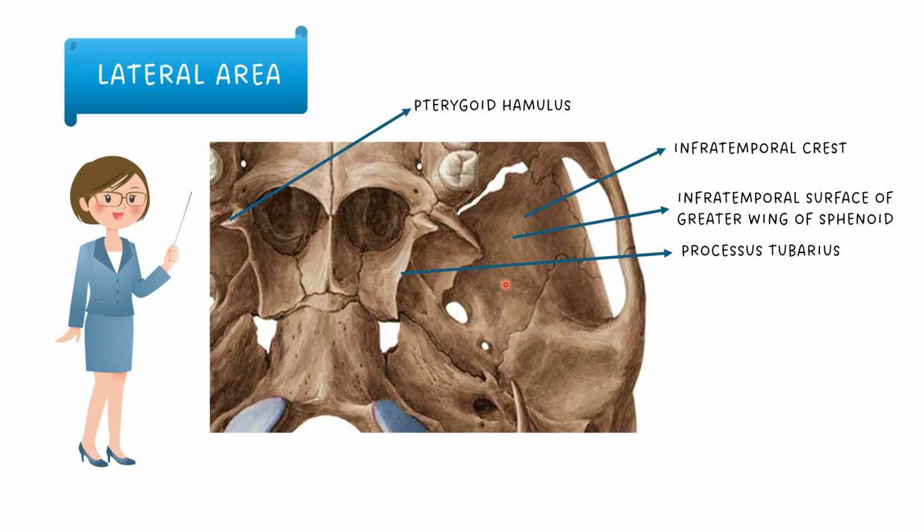From the scaphoid fossa to the spine of the sphenoid, we can see 4 foramina. The first one is the foramen ovale. It's an oval foramen and it transmits the mandibular nerve, accessory meningeal artery, lesser petrosal nerve and emissary vein. Behind that, we have the foramen spinosum. It is situated near the spine of the sphenoid, posterolateral to the foramen ovale.